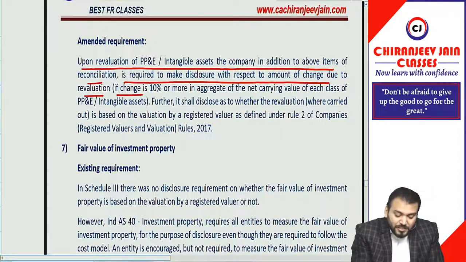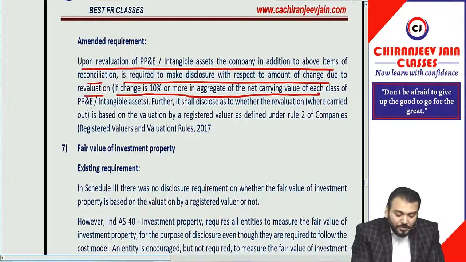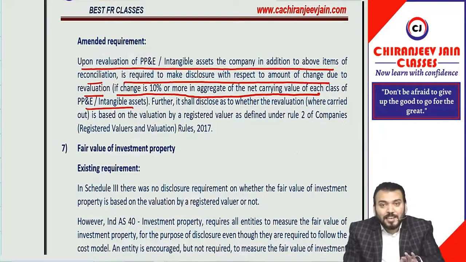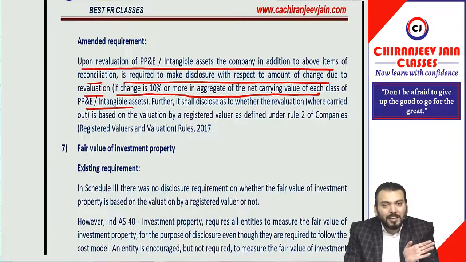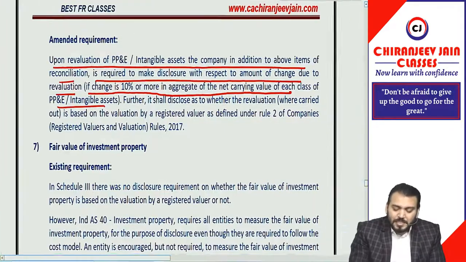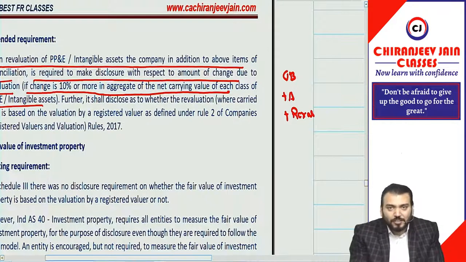But if the change due to revaluation is 10% or more in the aggregate of the net carrying amount of each class of PPE and intangible assets, then the revaluation needs to be disclosed separately. Means we need to give a reconciliation for that revaluation also. Got it? Simple: opening balance plus addition plus any upward revaluation, minus any downward revaluation, that also needs to be given.